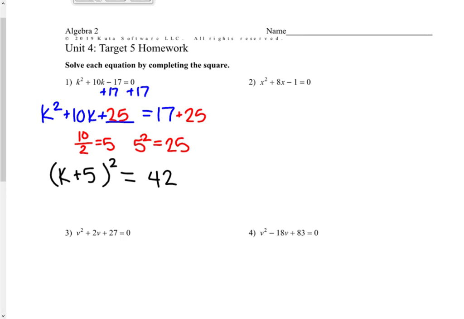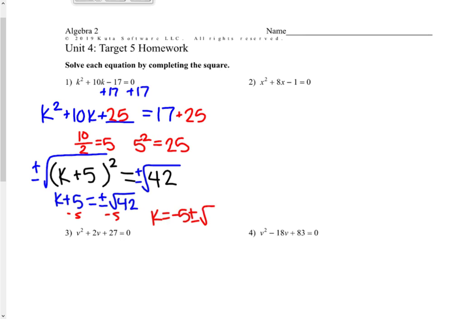To solve for k, I'm going to take the square root of both sides using my square root method. So I have k plus 5 equals plus or minus the square root of 42. We cannot simplify the square root of 42. If I break it down, I could break it down into 7 and 6. Nothing's going to give me anything that I can pull out because we don't have any perfect squares. I'm going to subtract 5 from both sides. They're not like terms, so k equals negative 5 plus or minus the square root of 42.